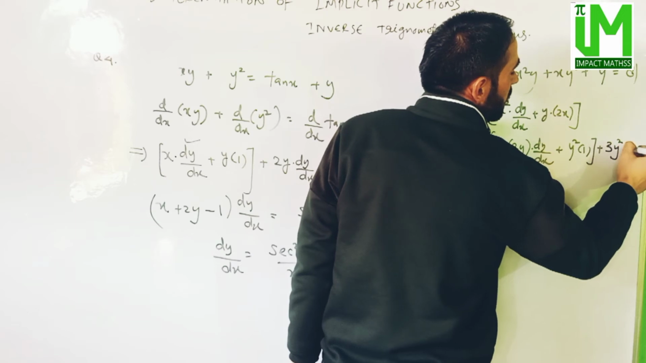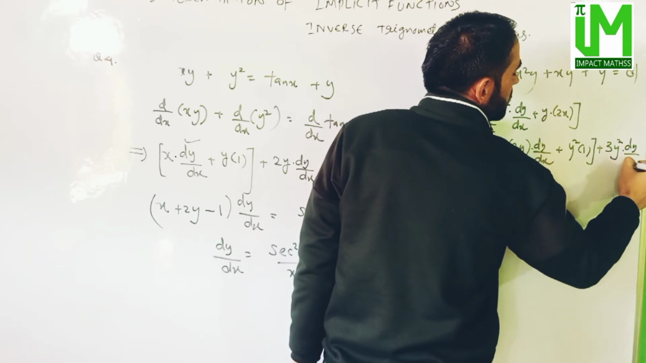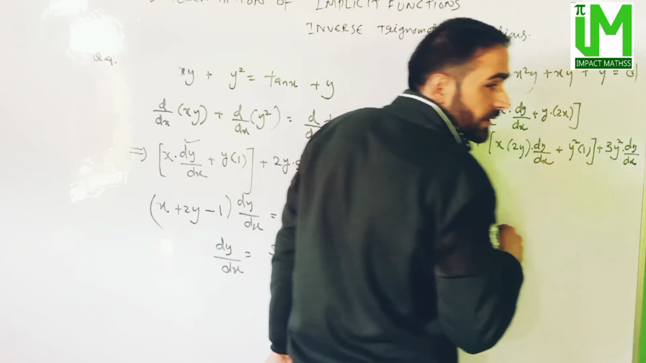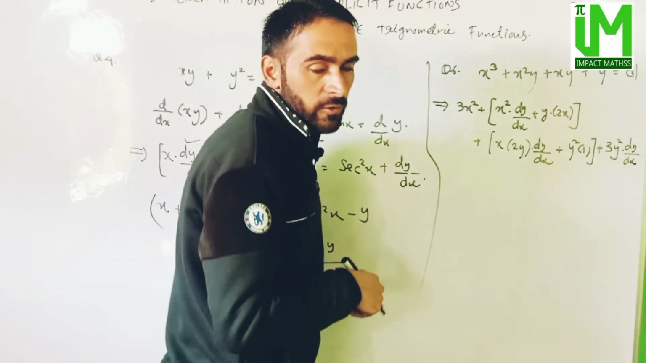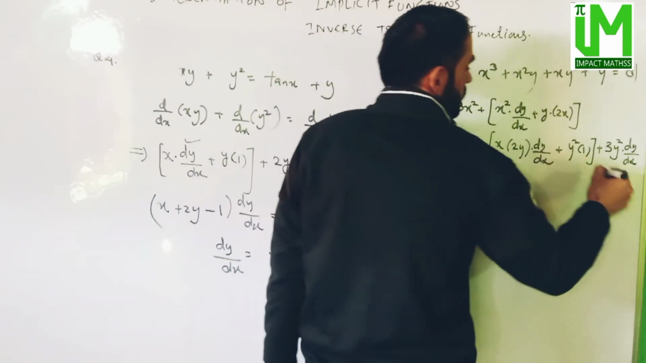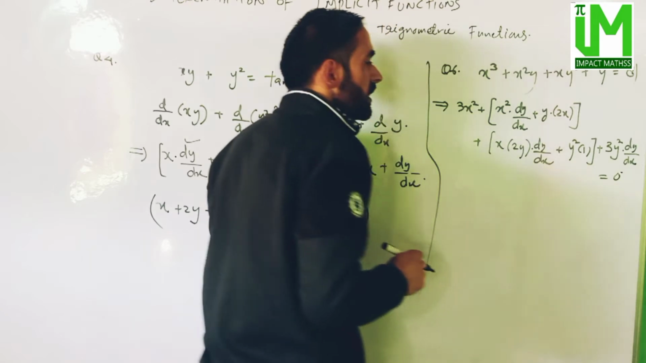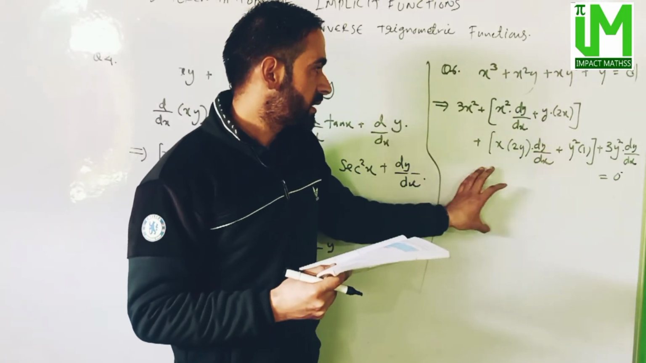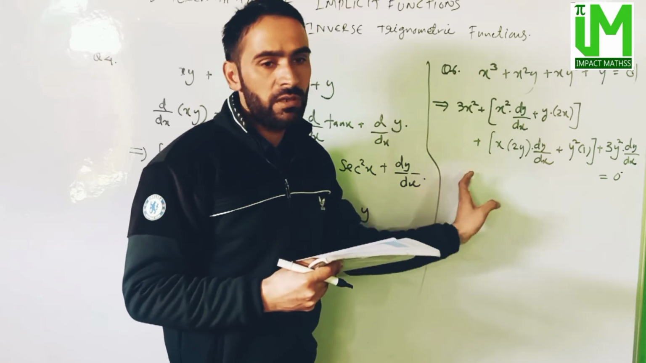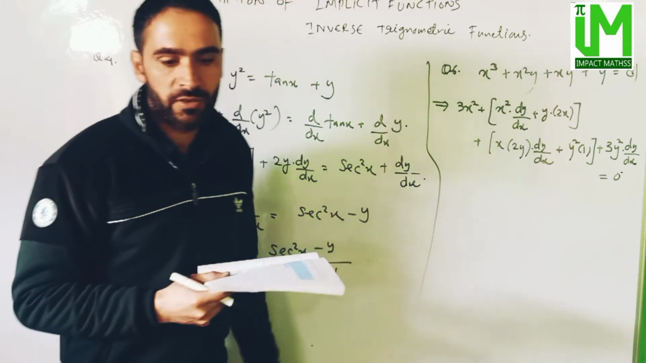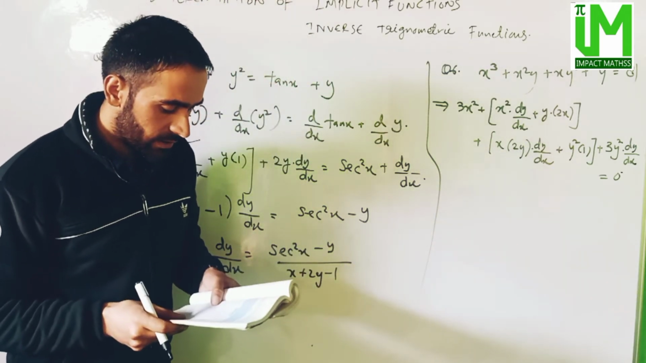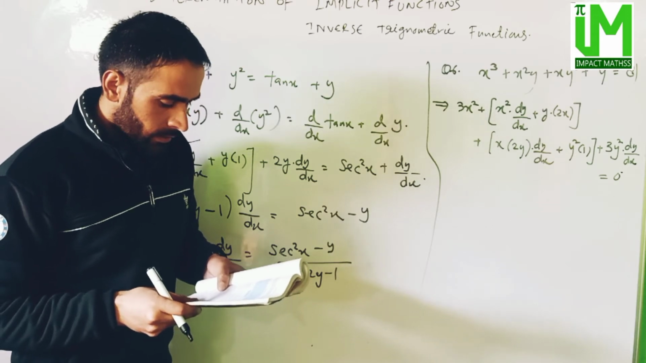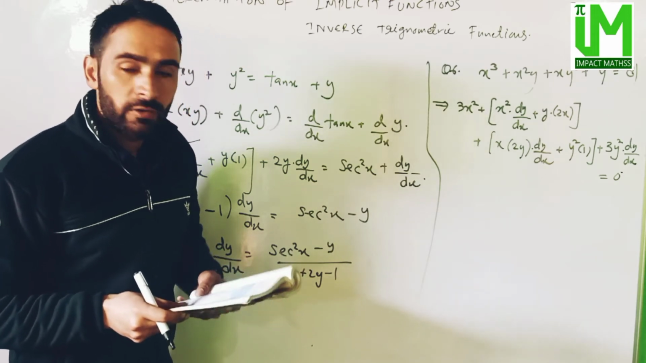3y square into dy by dx is equal to 81 की differentiation that will be 0, because derivative of constant is 0. ठीक है, अब dy by dx सेपरेट करूँ, dy by dx यहाँ रखिए और बाकी जो रिमेनिंग टर्म्स हैं उन्हें वहाँ राइट हैंड साइड में शिफ्ट कीजिए, so this will be dy by dx. ठीक है, क्वेश्चन नंबर 7 और 8 कर पाओगे?